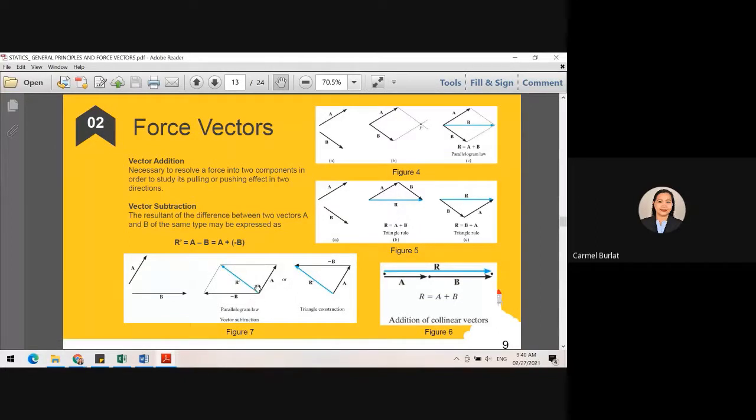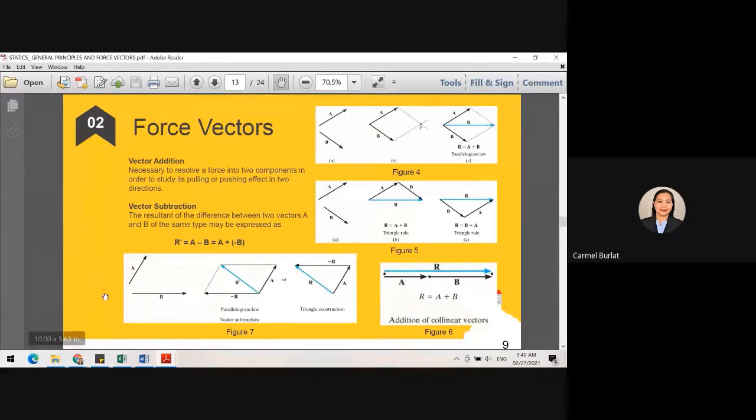And this R prime is equal if you use triangle construction. So if you have your vector A, and what is the negative of B? Going there. Don't confuse yourself. In the parallelogram, you connect them at their start, both ends.